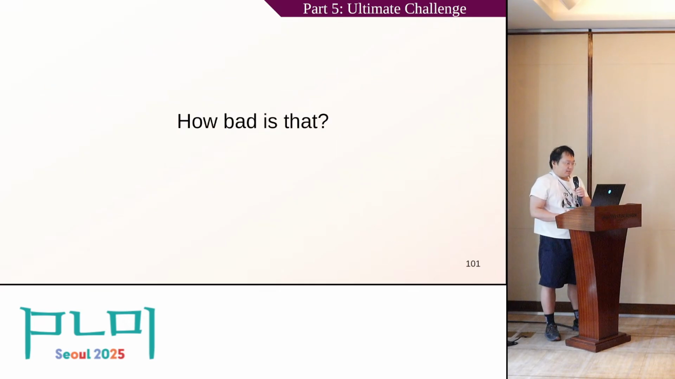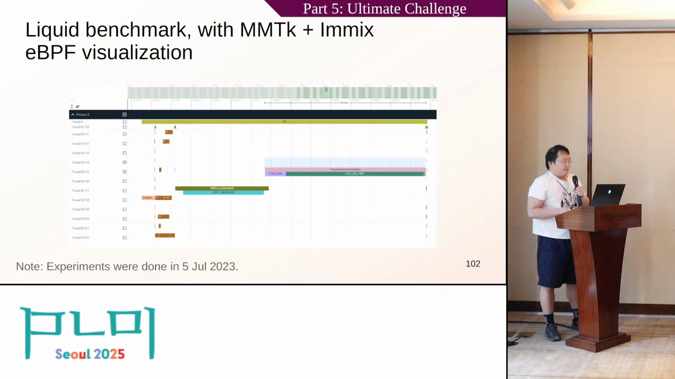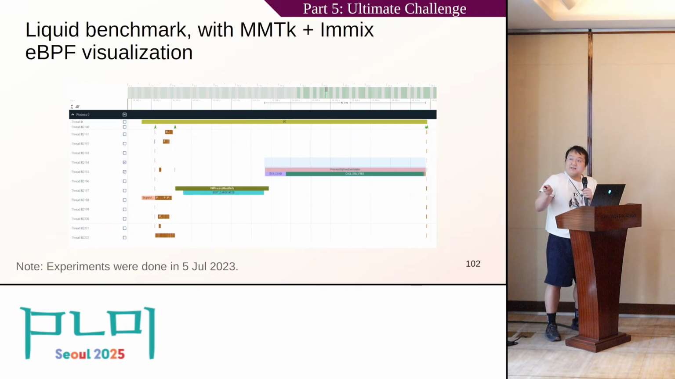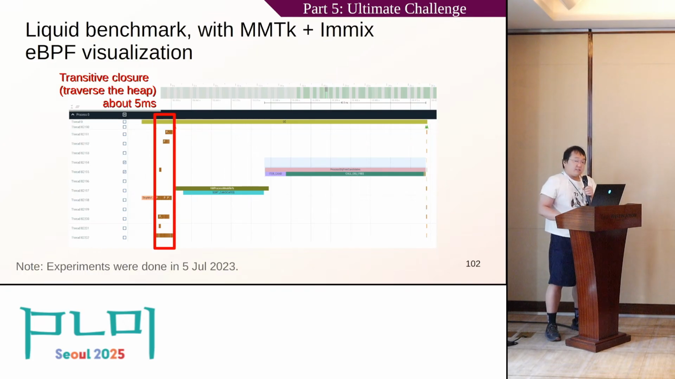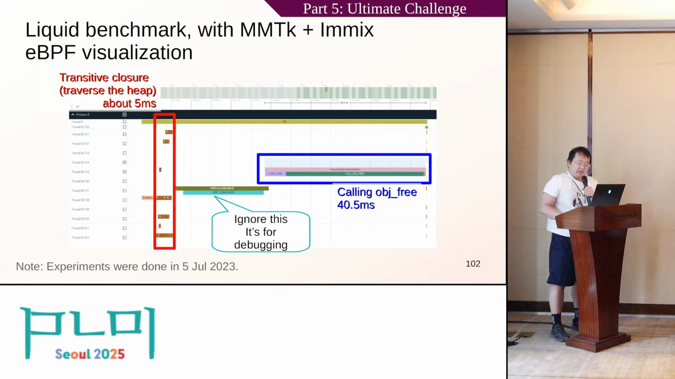And how bad is this? Well, we ran the Liquid benchmark with MMTk plus Emacs, where Liquid is the templating engine. And we used an eBPF-based visualization tool to make a timeline to show what exactly is happening during a GC. So you see, the GC can traverse the whole heap in a very short time, but spends much more time just calling the obj_free function on the dead objects.